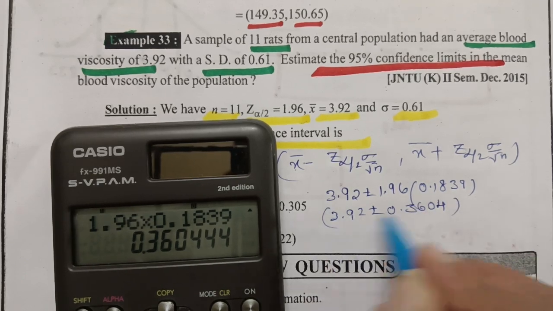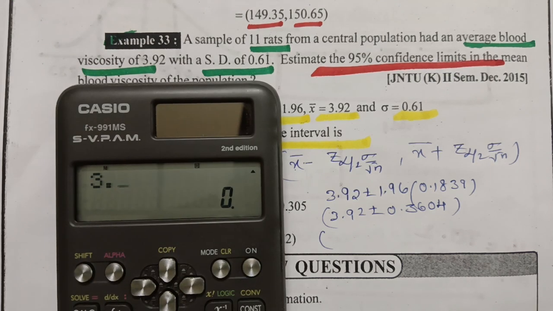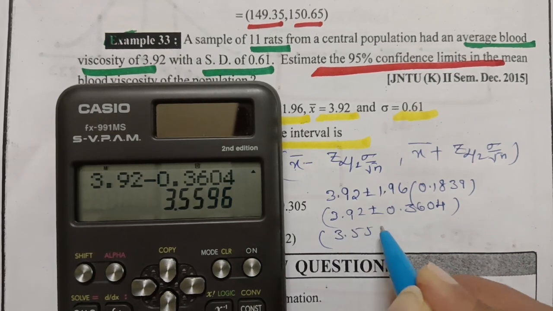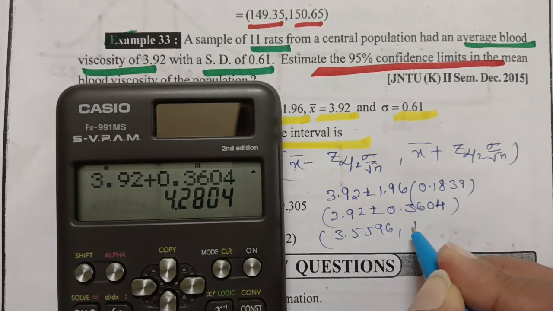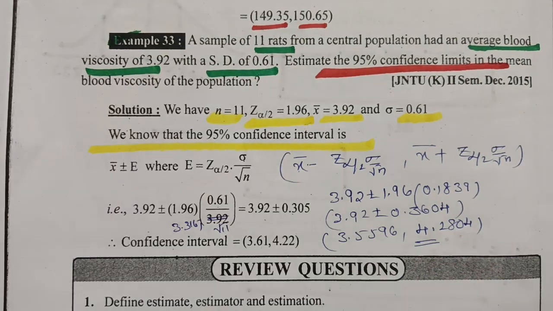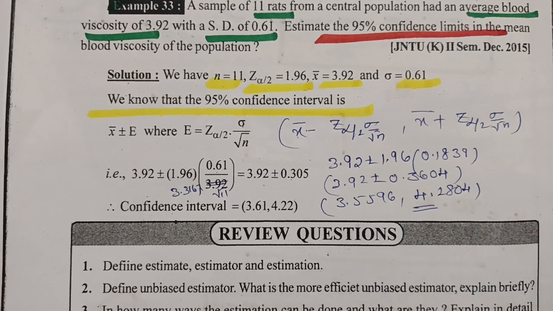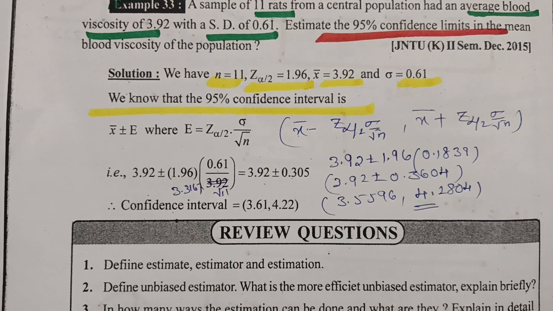One time we have to subtract and one time we have to add, that is 3.92 minus 0.3604. The value here is 3.5596, and the next one is 3.92 plus 0.3604. The value here is 4.2804. So this is the interval here. So this is how we have to find the 95% confidence interval.